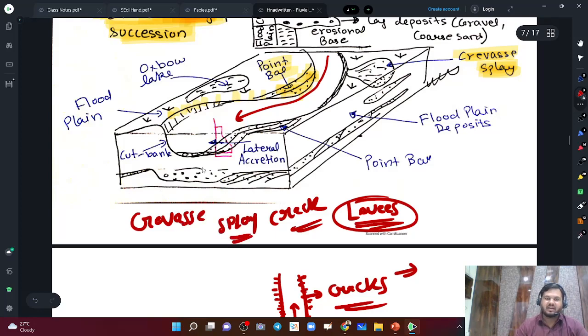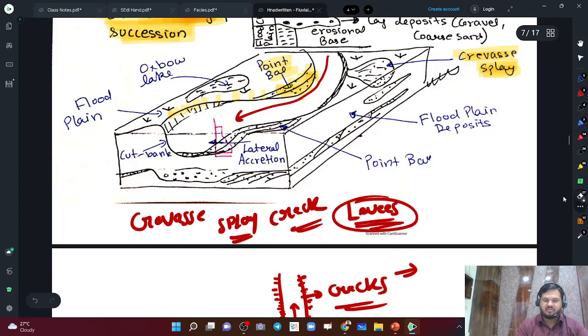Splay, right? That is another kind of deposit. Then again, in this meandering setting, you can get Oxbow Lake. Oxbow Lake will be much like point bar only, right? Nothing difficult. And then near them, we could also have this floodplains. So this floodplains will have what kind of sediment size? Mud. Yes, mud.